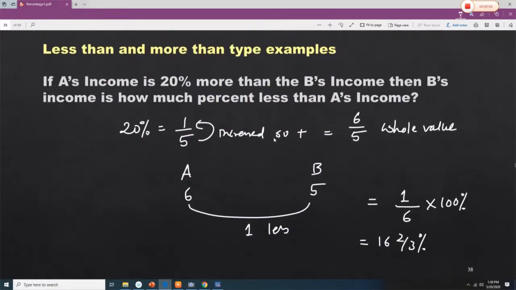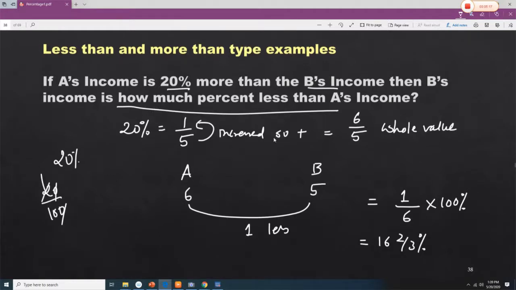Less than and more than type of example. If A's income is 20% more than B's income, then B's income is how much percentage less than A's income? So 20% more, it means 20 over 100, that is 1/5, and it is more. So you have to find out the whole value. So 5 plus 1, it is 6 divided by 5. So that is the whole number.